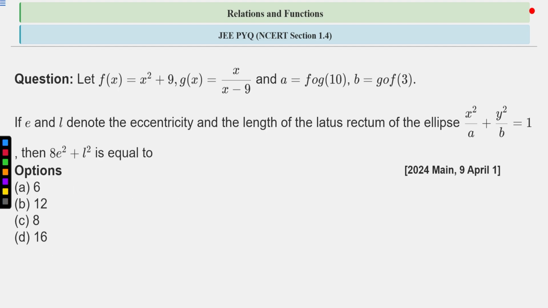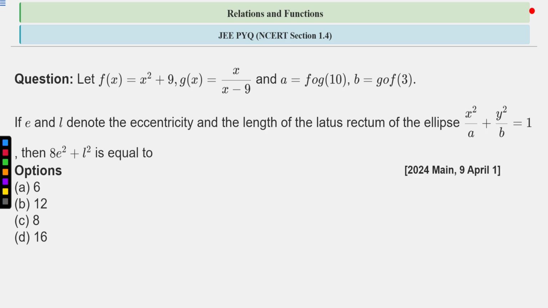This question says, let f(x) = x² + 9, g(x) = x/(x − 9), a = f(g(10)), b = g(f(3)), and e and L denote the eccentricity and length of the latus rectum of the ellipse x²/a + y²/b = 1. Then we need to find the value of 8e² + L². The options are A: 6, B: 12, C: 8, and D: 16.